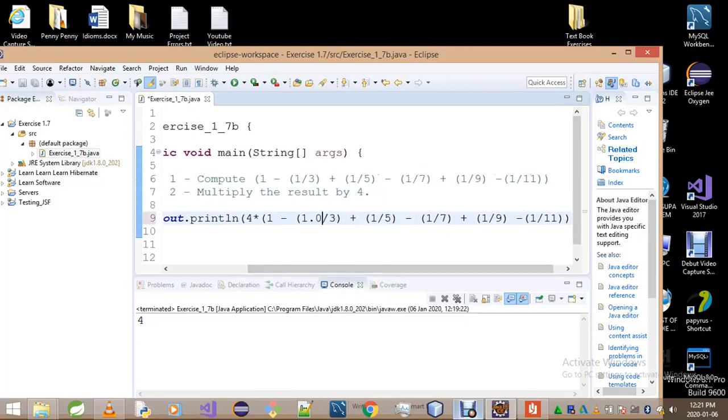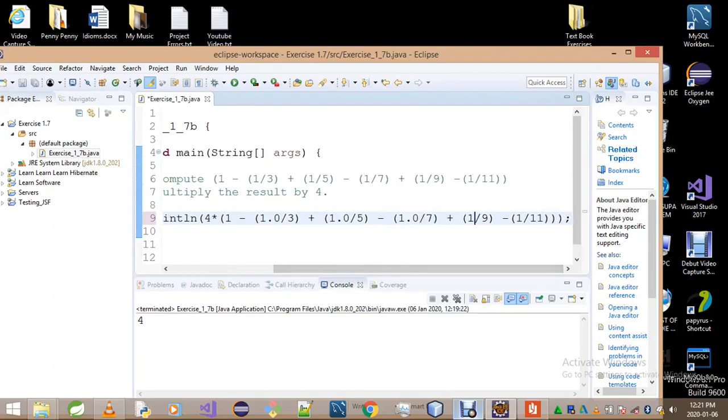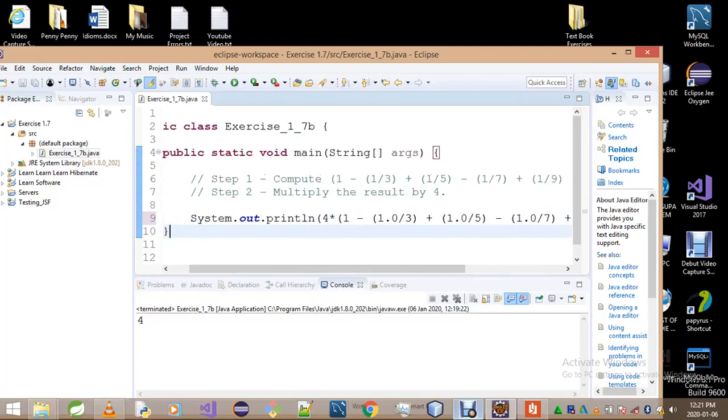We gotta put 1.0, we put 1.0, we also put 1.0 here, and 1.0 again. Now let's see what we get. You see, now we get something different.